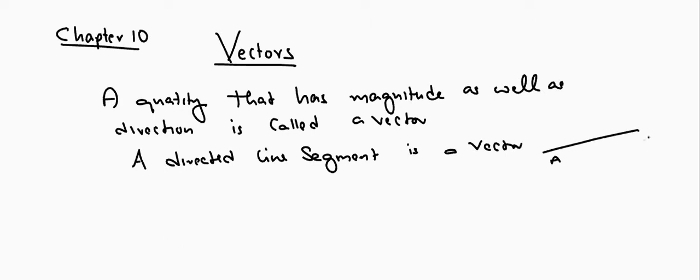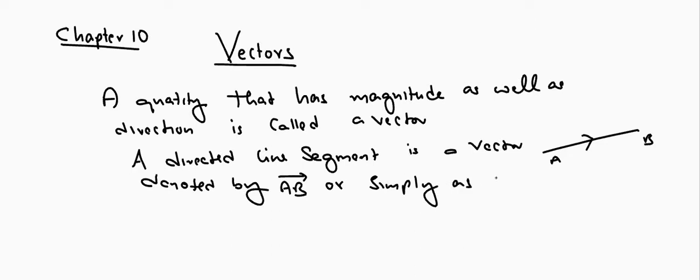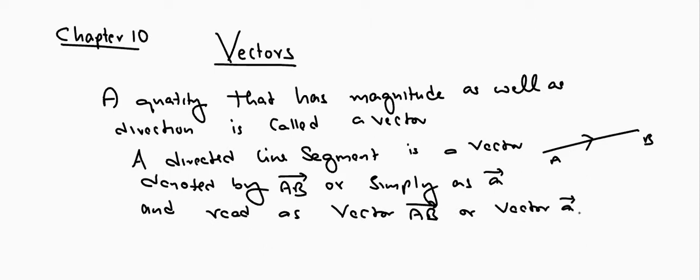Consider a line segment AB from A to B. It is a vector denoted by AB vector, or simply as a vector, and to be read as vector AB vector or vector A vector.